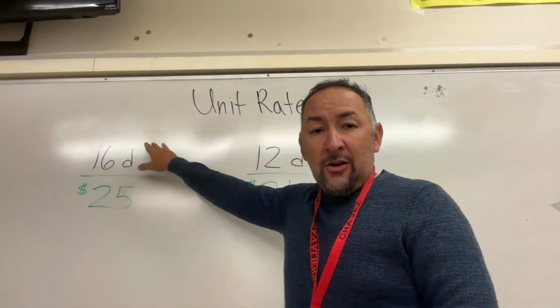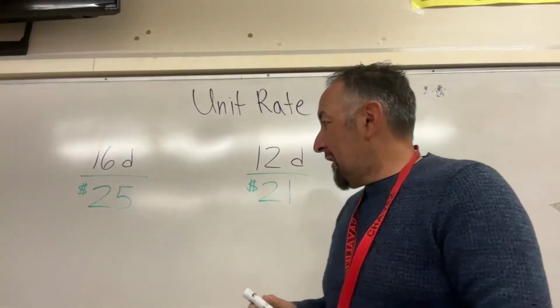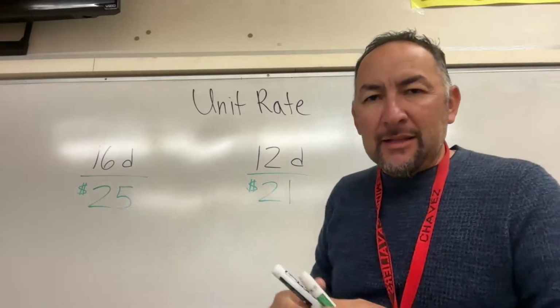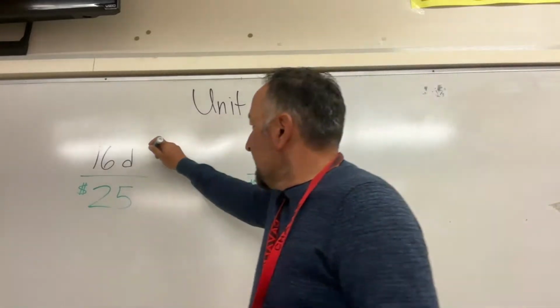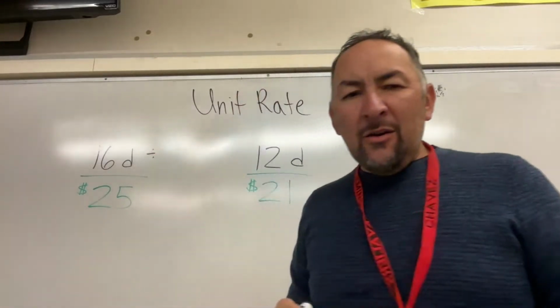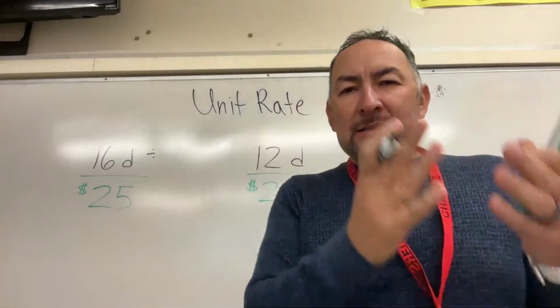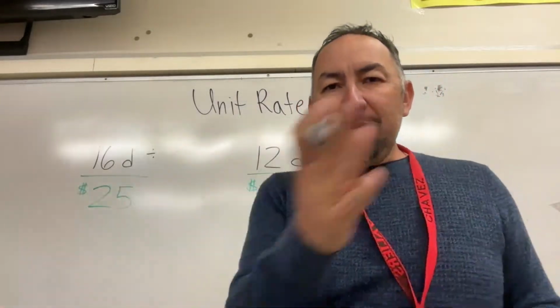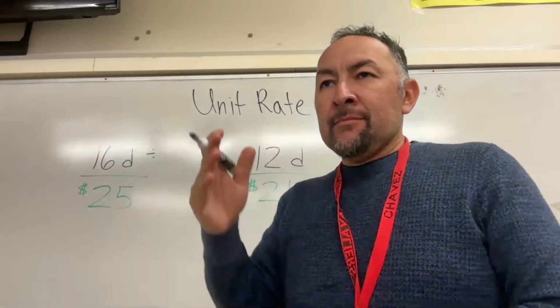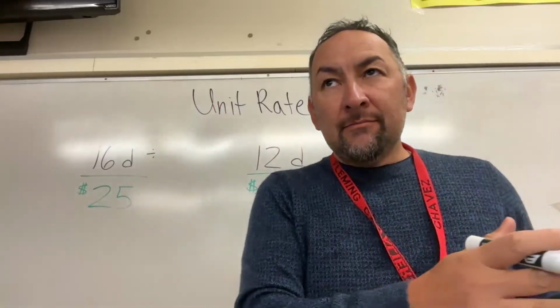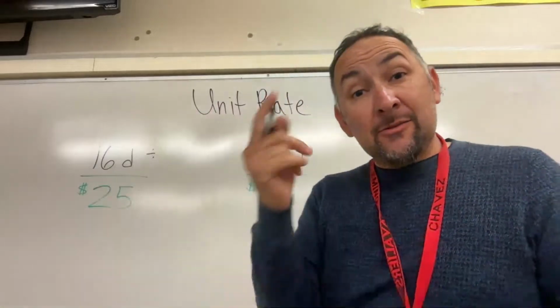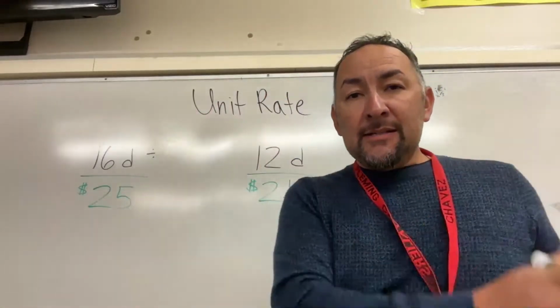For 16 donuts, it was $25. I don't want to know how much it was for 16 donuts. I already know that. I don't care about that. I want to know how much it was for one donut. So we know we can divide a number by itself, and the answer is always going to be 1. 10 divided by 10 is 1. 30 divided by 30 is 1. A bazillion divided by a bazillion, if that was a real number, is 1. So any number divided by itself is 1.